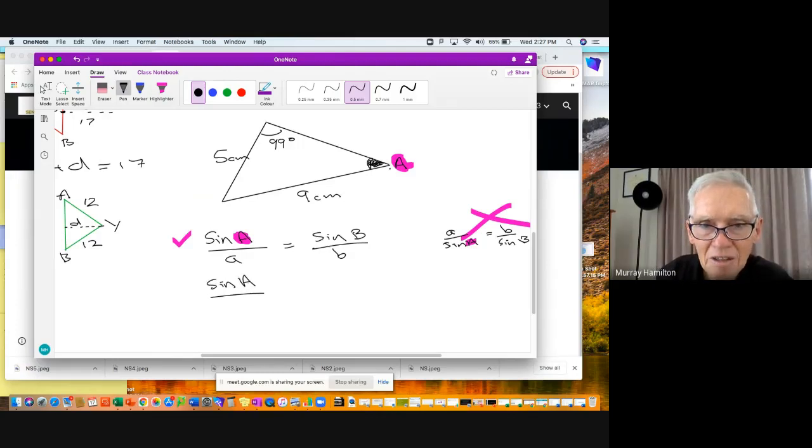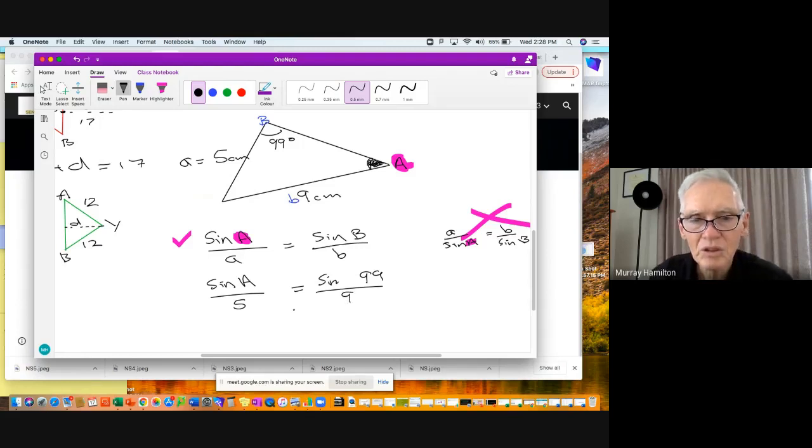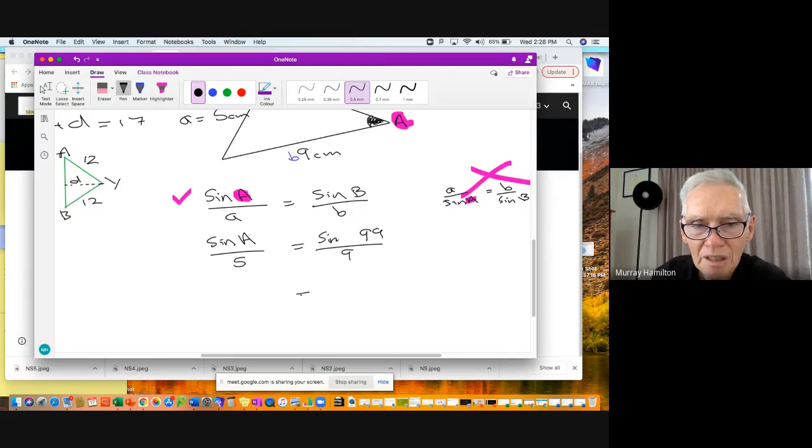What is opposite A? That one there. That's what A equals. Remember, the little letters are opposite. Over 5 equals sine of B. So I'm going to label this B, and this would be little b, equals sine of 99 over 9. Now, what you do is you work out the right-hand side on your calculator, and then you're going to multiply that right-hand side by this one here.